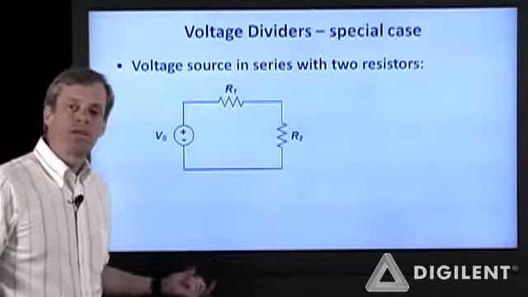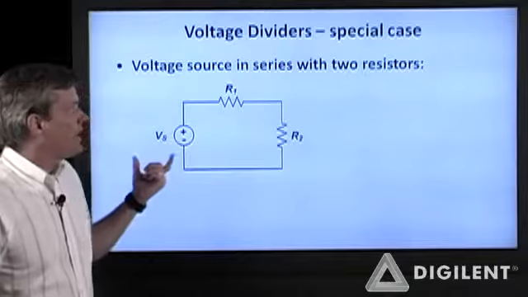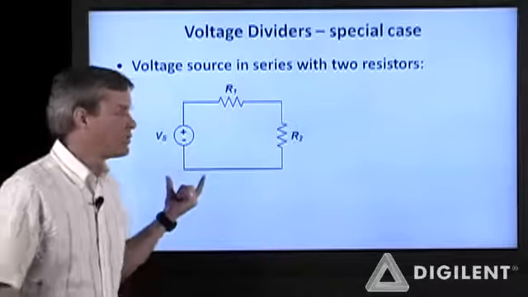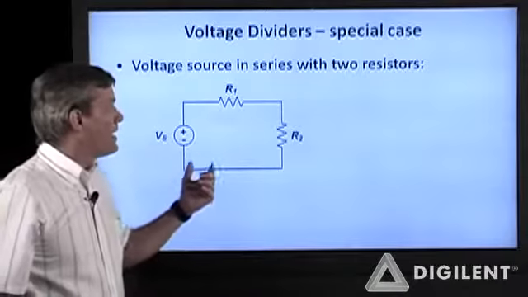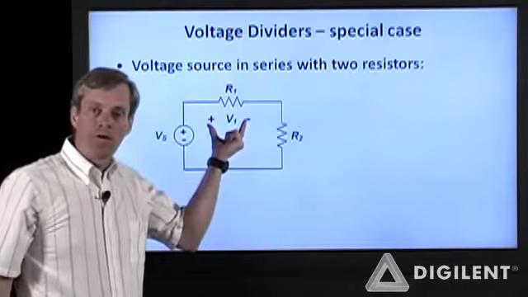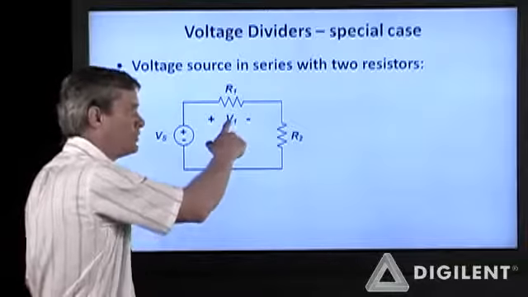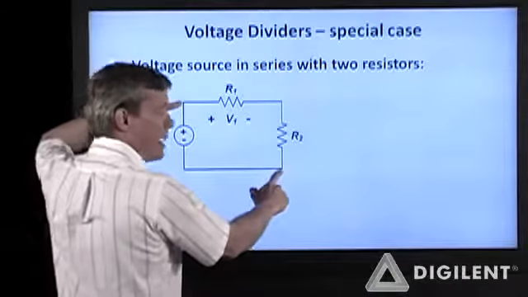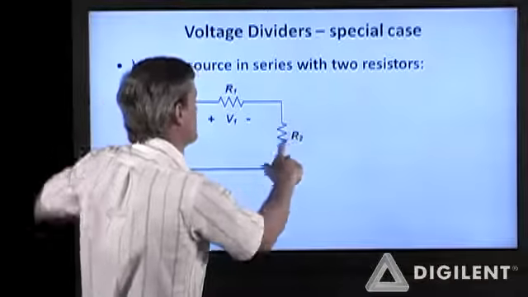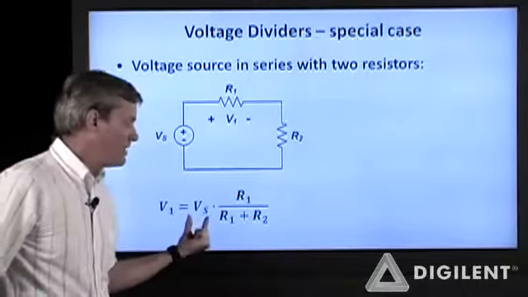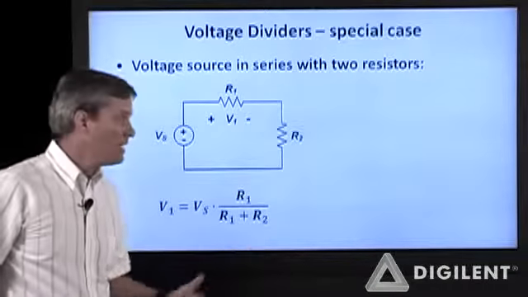There's a very common special case of the voltage divider formula that gets used a lot. It's the case in which you have a single voltage source in series with two resistors. If I want to determine the voltage drop across R1, which I have called V1, this voltage is the total voltage drop times this resistance divided by the total resistance. So it is going to be V sub S times R1 over R1 plus R2.